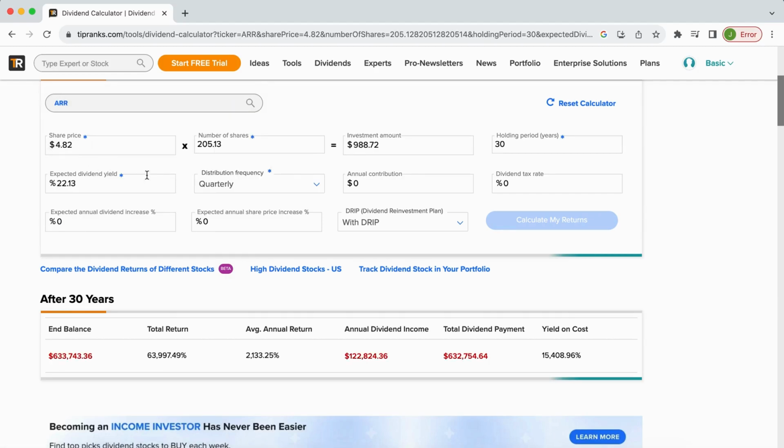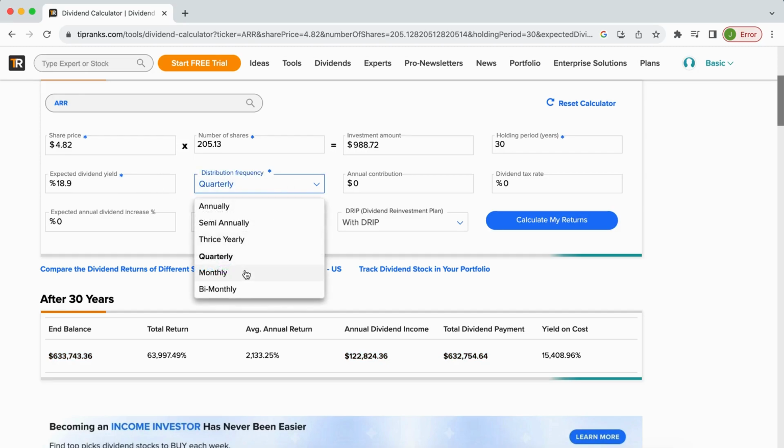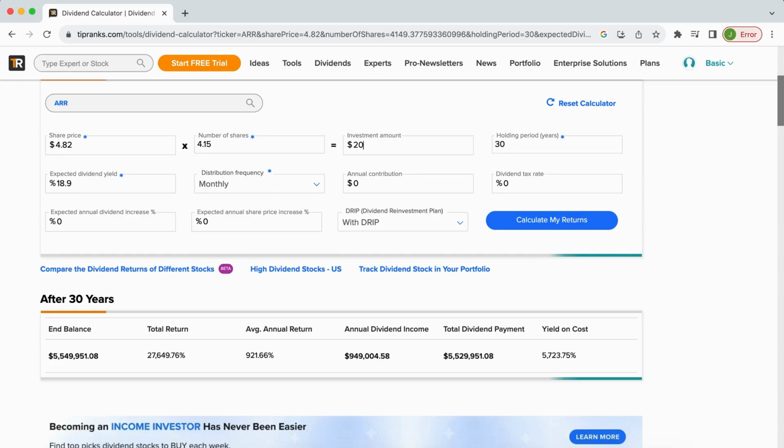So the great thing about this is that I'm going to put ARR in just because I really like that stock for the share price being a lot lower. We'll go ahead and adjust this to 18.9, even though it would be far more fun to put it at 22%. And a monthly distribution frequency, our end balance is over $500,000. So if you were to ask me if I would take $2,000 and have $500,000 after 30 years and not have to worry about my retirement, I would gladly do so.